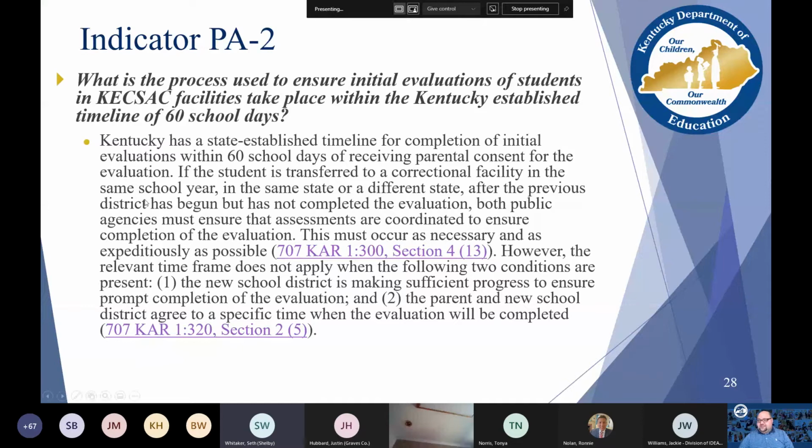Let's see here. We've got a 60-day timeline in Kentucky. It has to occur as expeditiously as possible, as quickly as possible. There cannot be stated minimums for the amount of time that a child has to stay in an RTI process to be evaluated. That's OSEP Memo 11-07. You cannot say, and this is even outside of a facility, that a child has to stay in RTI for 6 weeks before they can be evaluated. They're evaluated based on the need of the child.